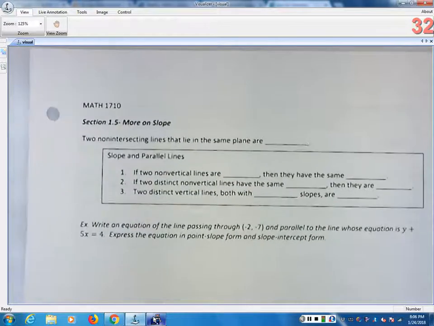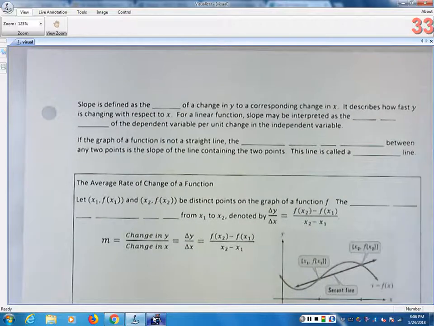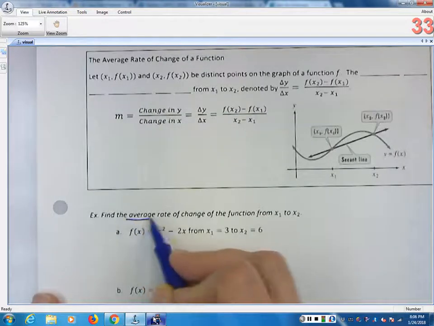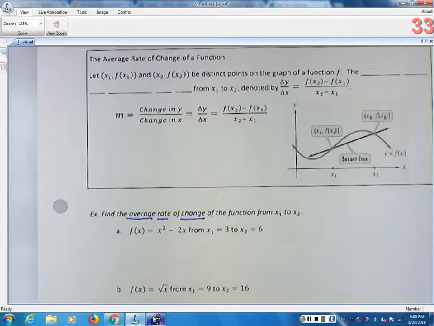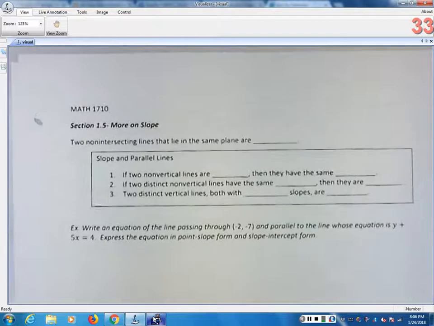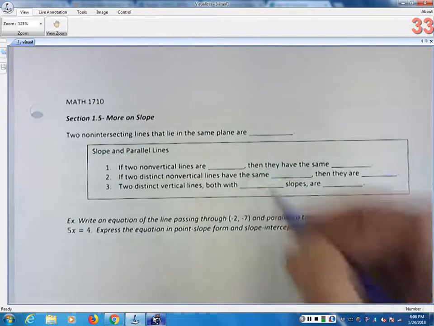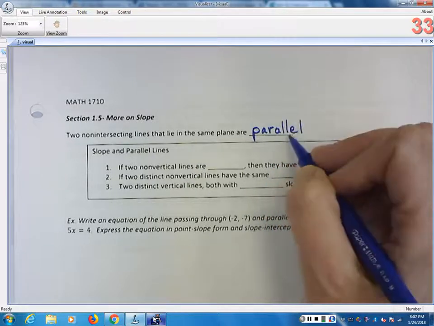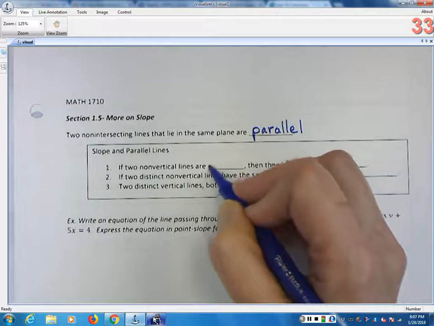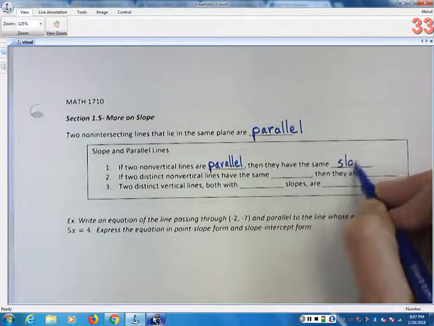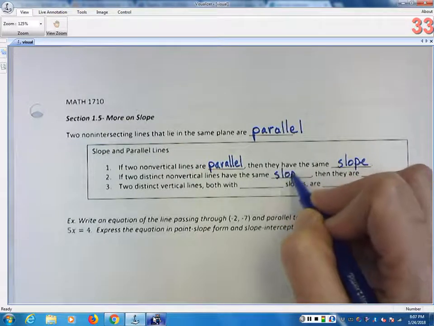Let's see. It's parallel and perpendicular lines. The part that gets a little tricky is people struggle a little bit with average rate of change when they get to that. So you guys know about perpendicular and parallel lines already? We can fill in the blanks really fast. Lines that are parallel. If 2 non-vertical lines are parallel, then they have the same slope. If they have the same slope, that means they're parallel.